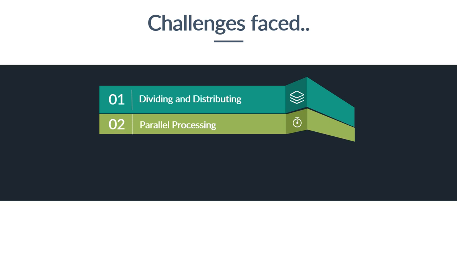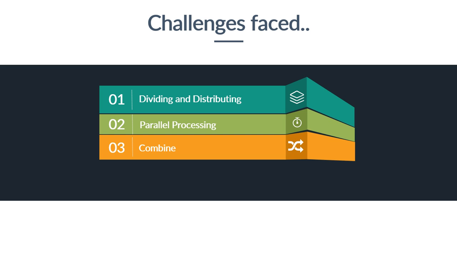The next one is parallel processing. You need to run all these machines parallelly, so this is one of the challenges. The next one is combining the results. In the previous example, it is just reading the data, so you need not combine anything, I mean, you are not generating any results. But if there are results out of these machines after processing, then you need to combine these results and make them one. So combining the results is also one of the challenges.